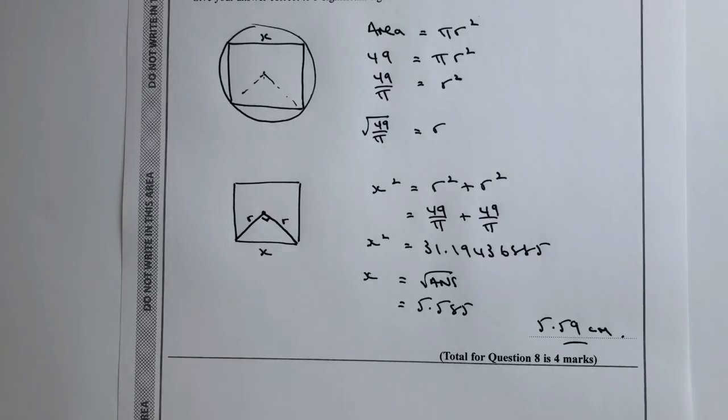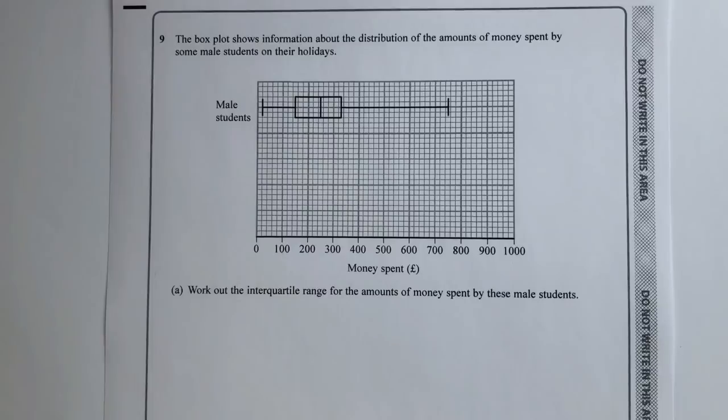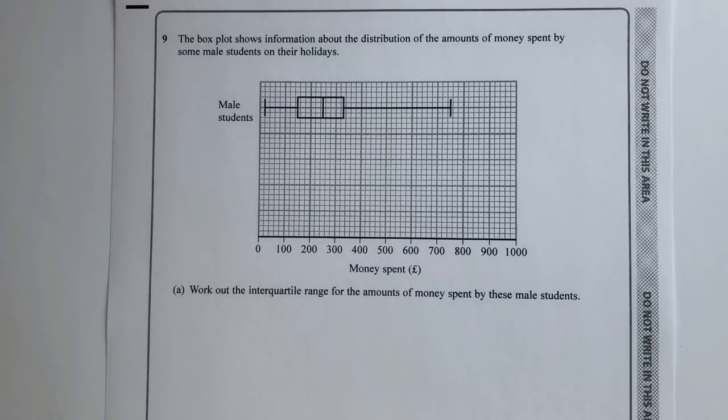Let's move on then to question number 9, which deals with some box plots. Box plots are becoming relatively popular, and there are quite a few questions on box plots that float around. This one is not too bad really. The first part of it says work out the interquartile range for the amounts of money spent by these male students.